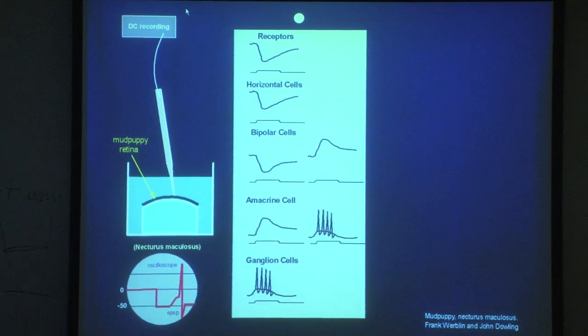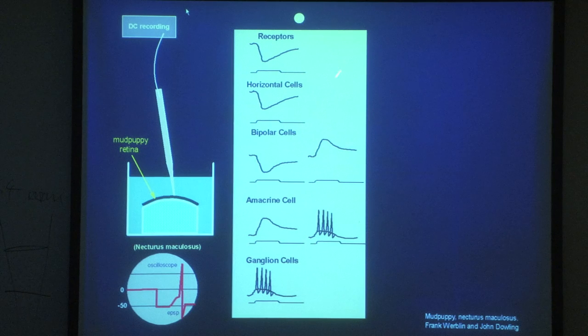Cells, when they hyperpolarize, are less likely to cause a release of neurotransmitters. If they depolarize, they will increase the likelihood of neurotransmitters being released. And by the way, the neurotransmitter for these receptors is glutamate. Also, which I should emphasize here, the receptors never give action potentials. They only give graded potentials. And that's also true for the horizontal cells and the bipolar cells.